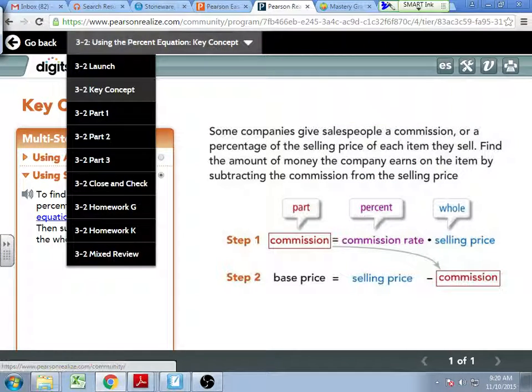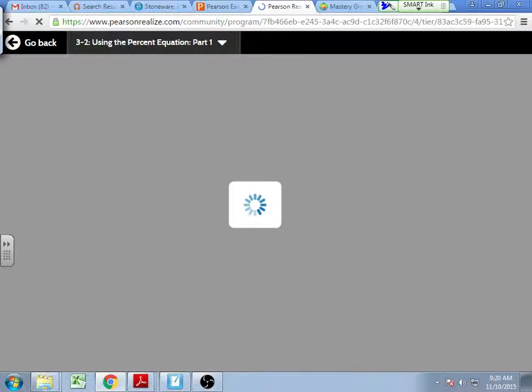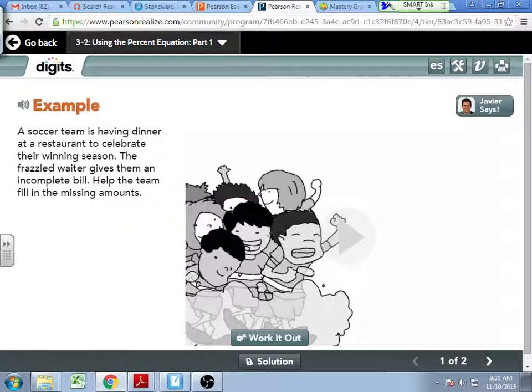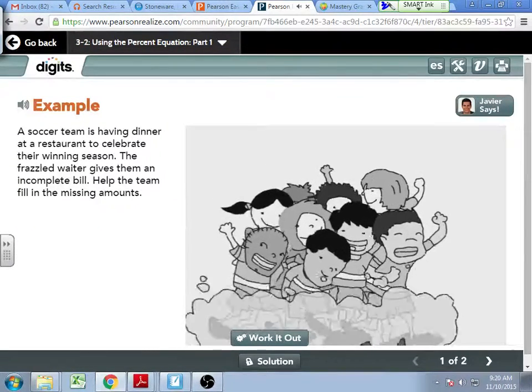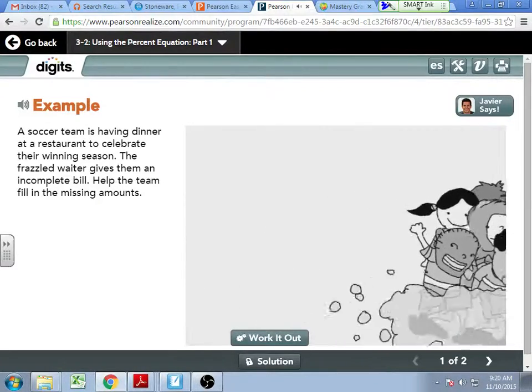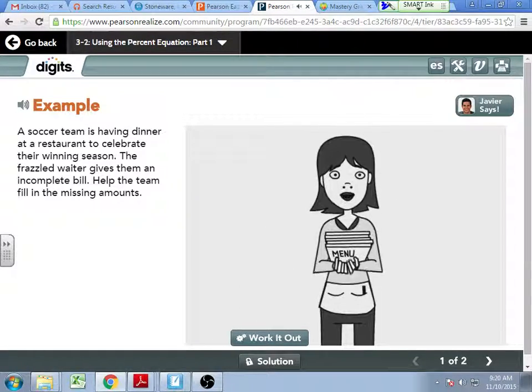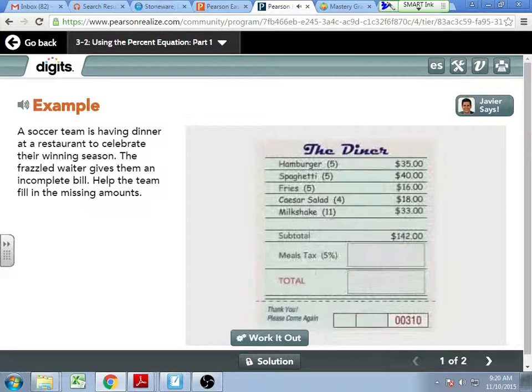All right. Let's try our first example here. You are going to dinner with your soccer team, Panthers Soccer Club, party of 15. Wherever this state is, they're lucky because their sales tax is only 5%. Don't get confused that, wait, I went out to eat, why is there tax? When you eat in a restaurant, there's always going to be tax.